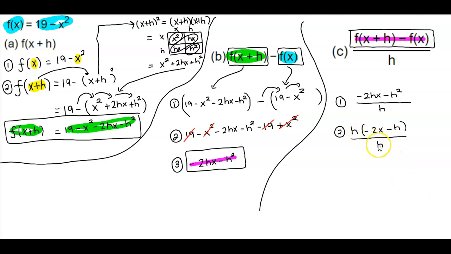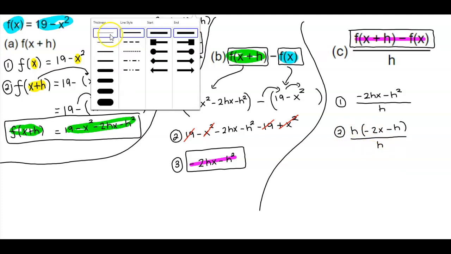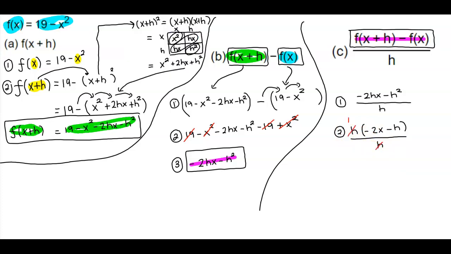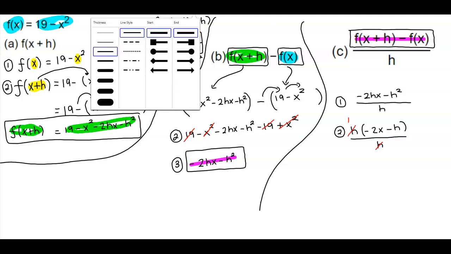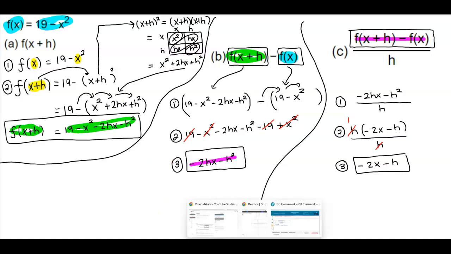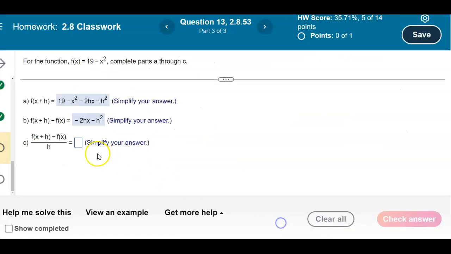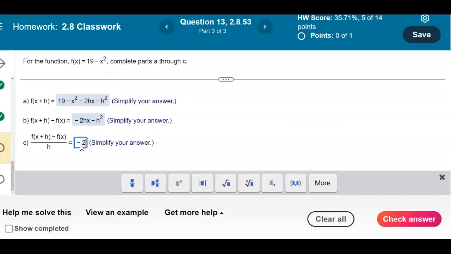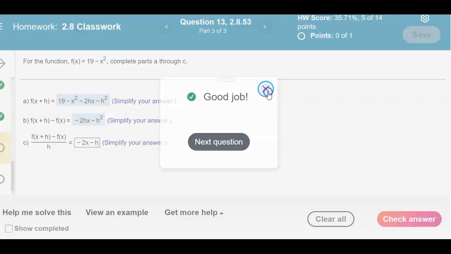Okay, and so that means that we can simplify those two h's. So that h divided by h is going to give us 1. And so 1 times anything is going to give us what we have there, which is negative 2x minus h, which is our answer for part C. So let's go ahead and put that in there. So negative 2x minus h. Check our answer, and then there's our result.